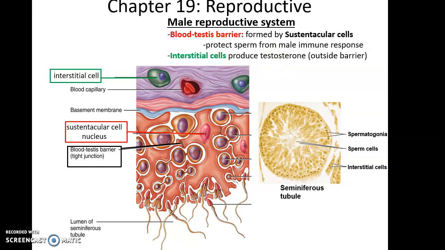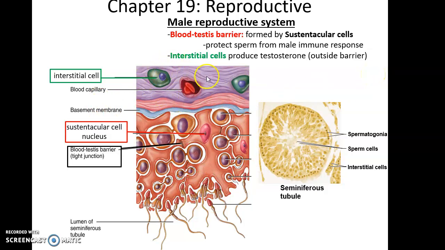Turns out the sperm are distinct genetically from the male cells. So if they were exposed to the male immune system, the male immune response would destroy them. So we have the blood-testis barrier to protect and isolate the sperm.